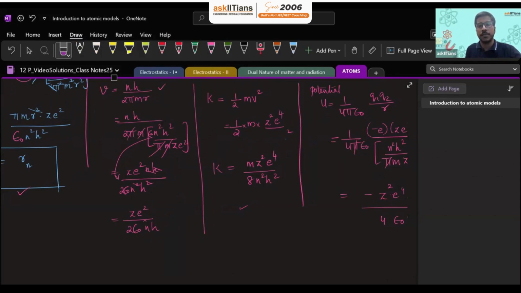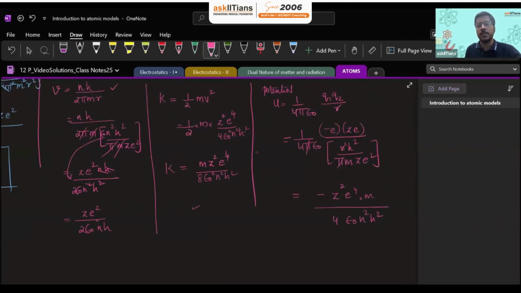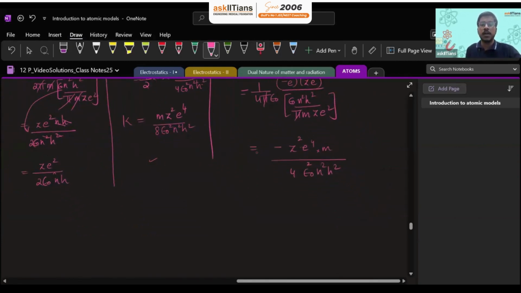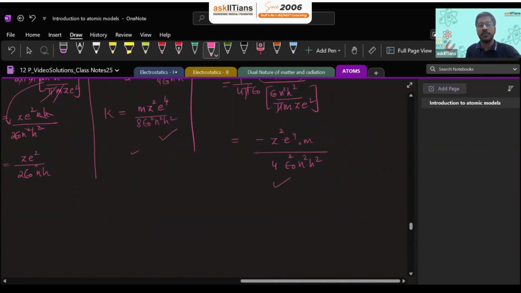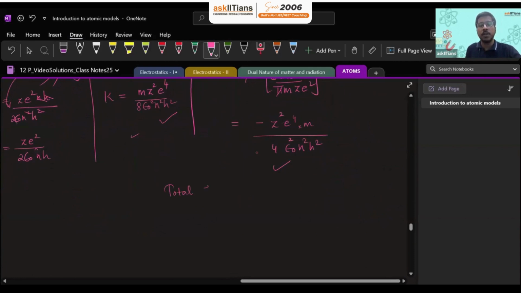Let me once again write it here. So this is velocity, in the denominator z square e square by 4 epsilon naught square n square h square. So m, so 8 epsilon naught square n square h square. So again r is epsilon naught n square h square, so epsilon naught into epsilon naught in this equation becomes 4 epsilon naught square n square h square. Now it's fine. So kinetic energy is this value, potential energy is this. So we can find the total energy as well. Total energy is equal to kinetic energy plus potential energy.